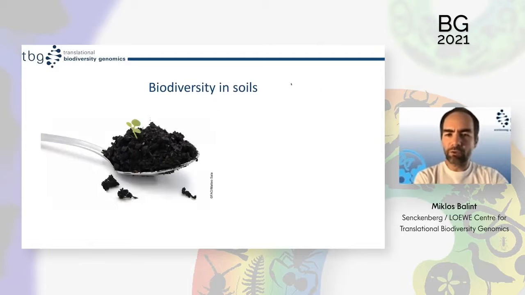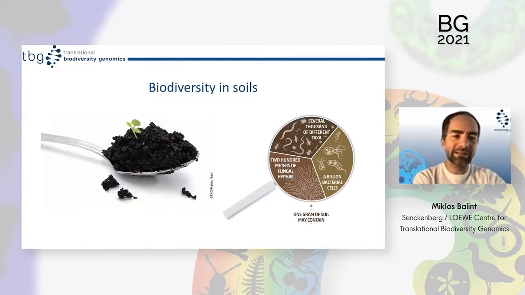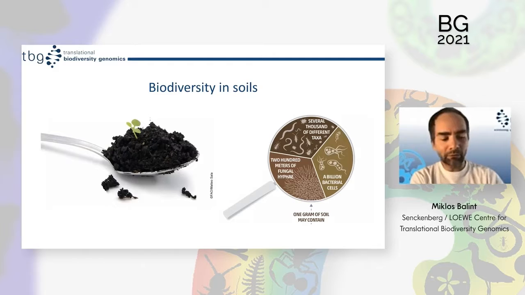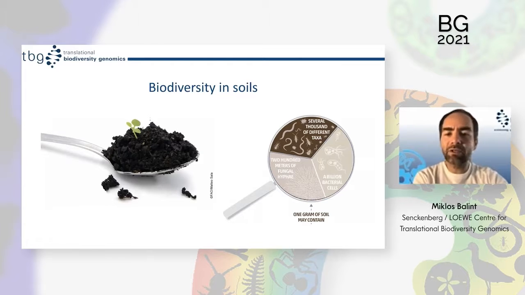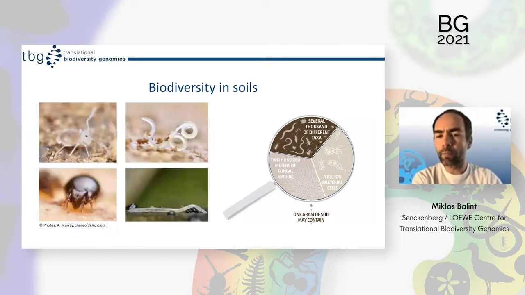So, soil biodiversity is important, but what can be in soils? What you see here is a spoon of soil, and what you might find in there is several billions of bacterial cells. We can find hundreds of meters of fungal hyphae. But what I'm going to talk about today is actually the invertebrates, the tiny animals. There can be many, many different taxa in only a handful of soil. So today I'm focusing on the smaller ones of these taxa, especially on springtails, mites, nematodes, and potworms.